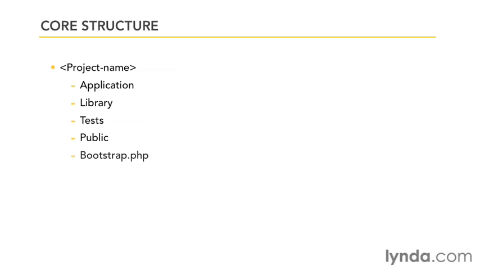The first thing to look at is the core directory structure. And you can see here, under your project name, you're going to have a set of subdirectories. The application is going to house most of your files. The library is going to hold the Zend core library. The tests allow you to put unit tests in there that you're going to run against aspects of your code. And the public directory will be what's exposed to the website. This is where you can put things like your style sheets and images and things like that.